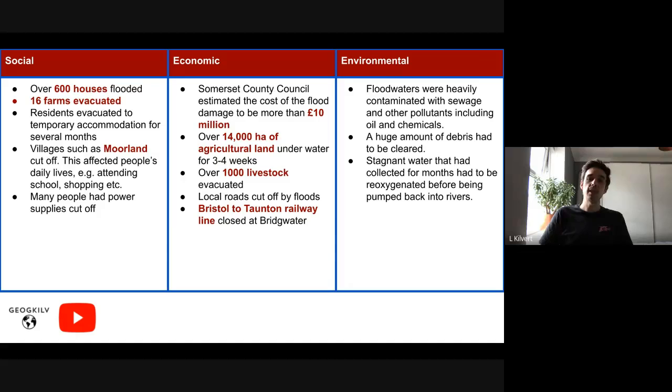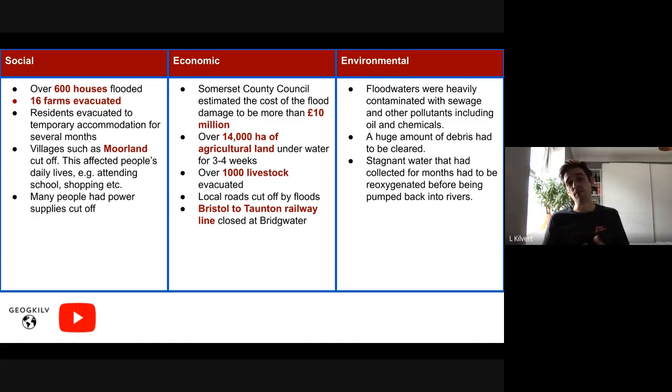You've got 14,000 hectares of agricultural land underwater for 3 or 4 weeks. Now, if we're going to use connectives to explain, well, therefore, that has a massive impact upon farmers' incomes, which then means that they've got impact upon the social side of things for their livelihood and their lives. And you've also got local roads being cut off, okay? So you've got local roads and railways being cut off, such as the Bristol to Taunton railway line, which was closed at Bridgewater, okay? Environmentally, the floodwater's contaminated with sewage and other chemicals go into the river.